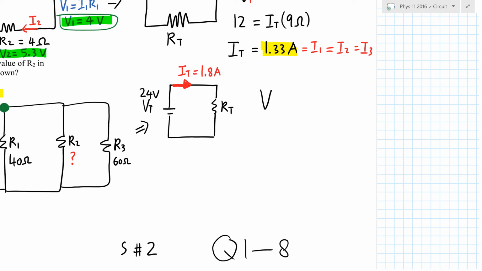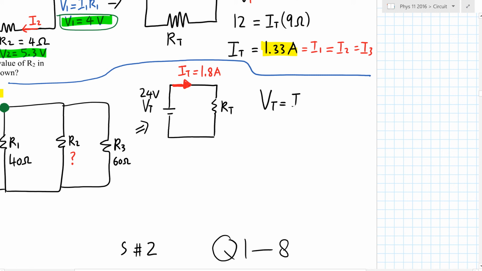So let me separate the last question from this one a little bit, like this. Okay, so let's do an Ohm's law. V total equals I total times R total. And having that, 24 volts is equal to I total, which is 1.8, times R total, which is the unknown. So divide both sides by 1.8. We are going to get the total resistance, which is equal to 13.33 ohms. Okay, so that will be the total resistance in the other diagram too.